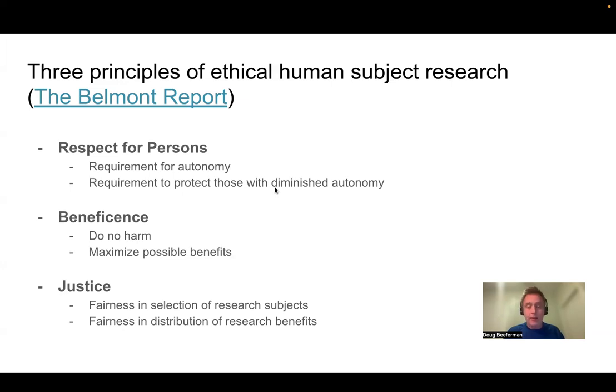And there has to be informed consent so that the people who are in the study know that they're in the study and make an informed choice to do so. The principle of beneficence, two things. One is do no harm, should be pretty obvious.